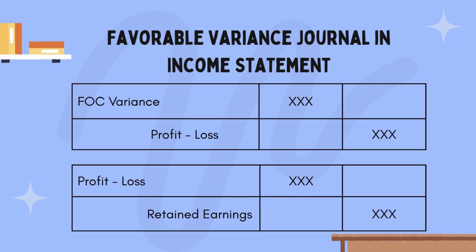It is different if the variance is caused by differences in capacity. Then, the variance of FOC is treated directly in the income statement. If it is favorable, the journal entry is. If the FOC variance is favorable, it means the actual overhead cost is lower than the budgeted amount. This indicates a profit, which is recorded as additional income by debiting the FOC variance account and crediting the profit and loss account. The profit is then closed to retained earnings, increasing the company's equity.